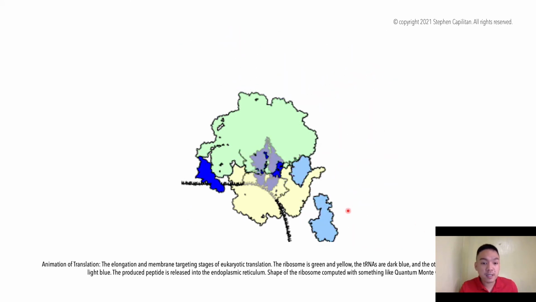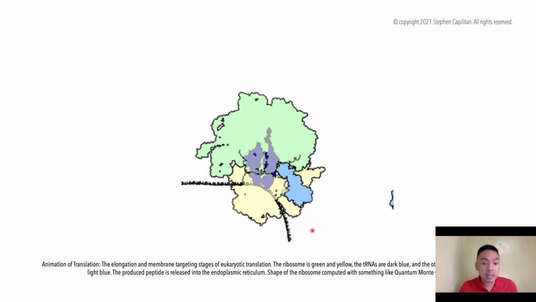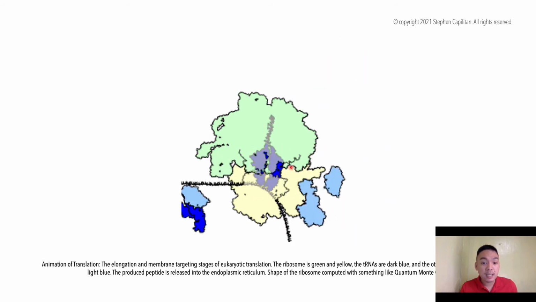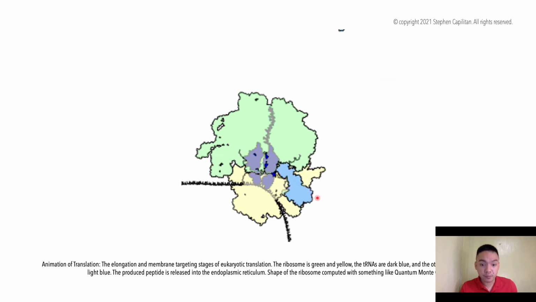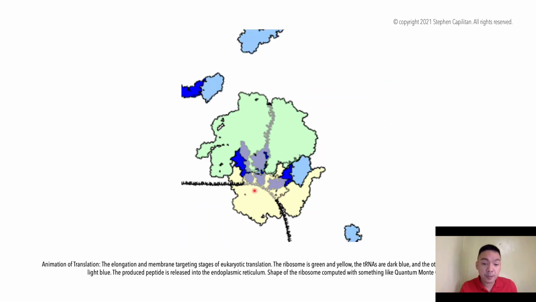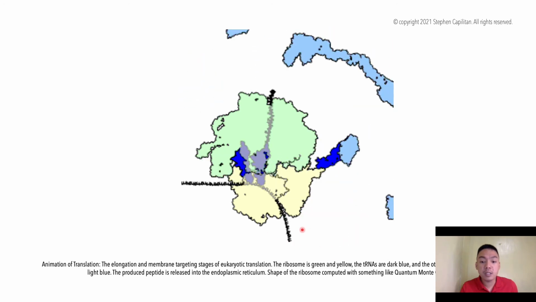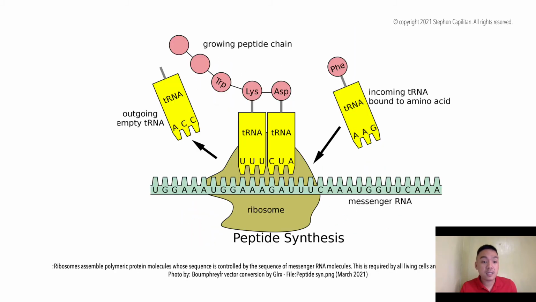The overview of this process, this animation, is the elongation and membrane targeting in eukaryotic translation. So the ribosome is in green and yellow. We have the large and the small subunits. The tRNAs are in dark blue, and the others are in light blue. The produced polypeptide is released into your endoplasmic reticulum, and the shape of your ribosome is computed with something like quantum models.